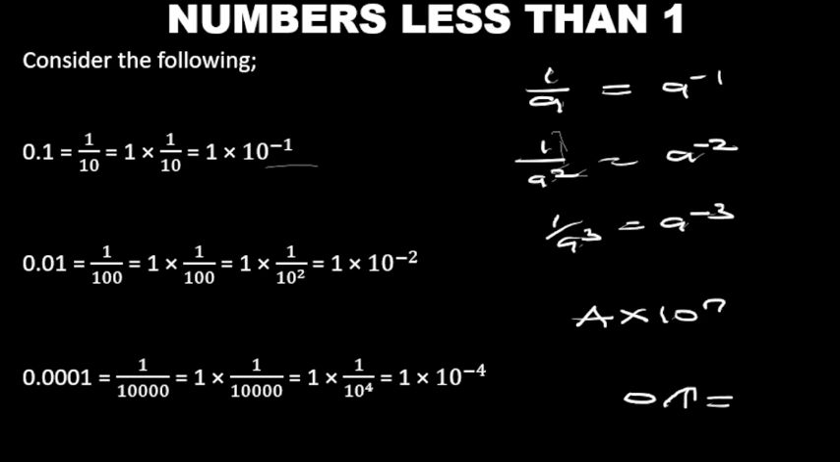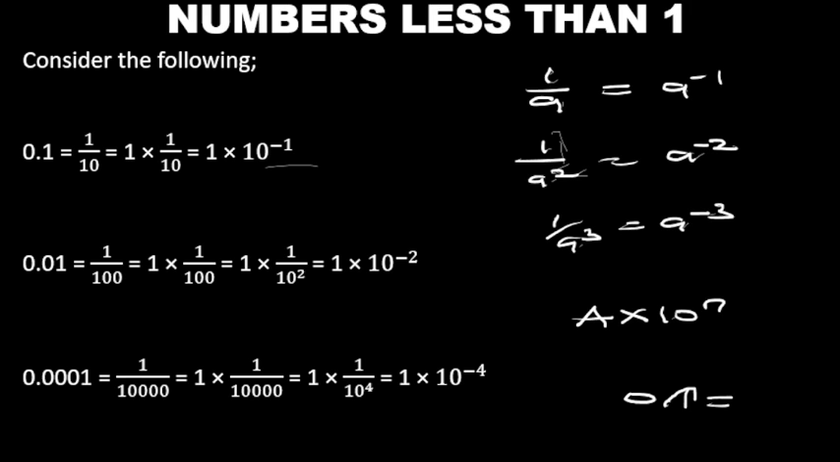So let's try that with 0.012. To get a number between 1 and 10, that is the value of a, you must shift the point to the right to this place, isn't it? How many times? 1, 2. So that will be 1.2 times 10 raised to the power of minus 2, because you shifted the point twice. So that will give us minus 2.